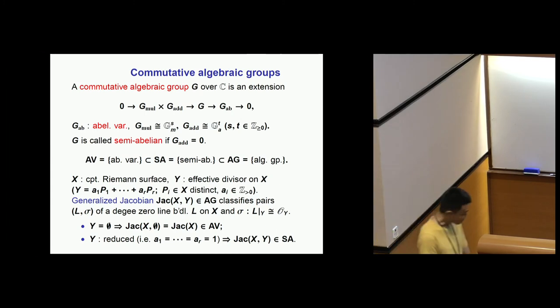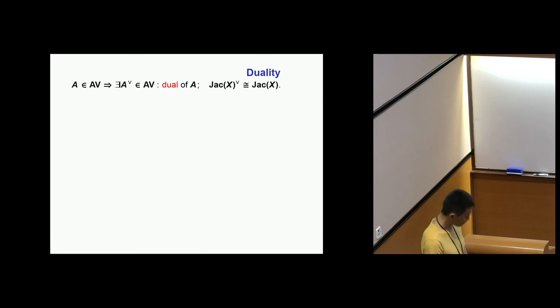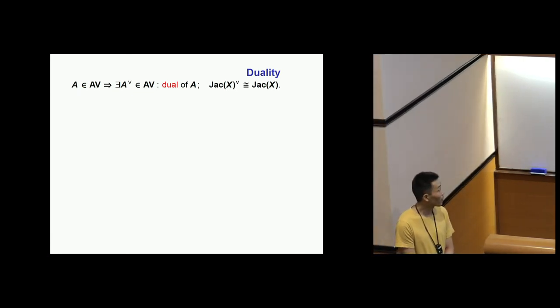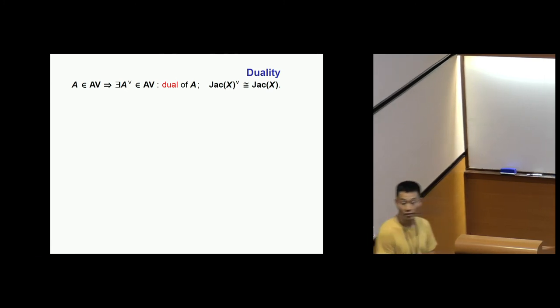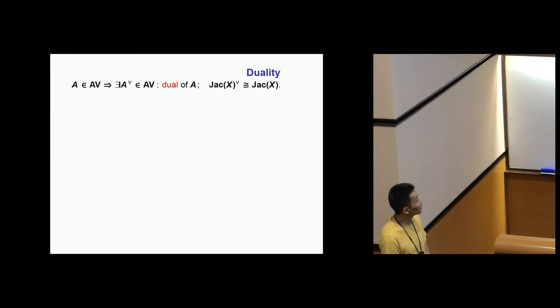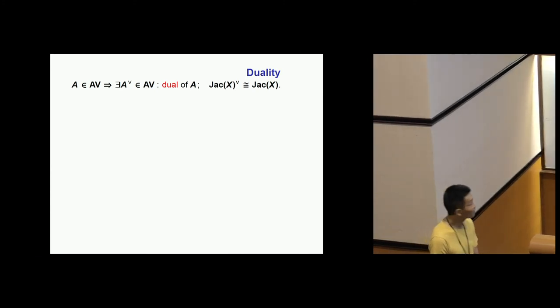Yes, this is a classical result, and next I would like to consider its duality. Duality is easy for Abelian varieties. For Abelian varieties, we have the notion of dual Abelian variety. So the dual of an Abelian variety is again an Abelian variety, denoted by A check. And in the case of Jacobian varieties, its dual is isomorphic to itself. So Jacobian varieties are self-dual. This is very classical 19th century mathematics, I think.